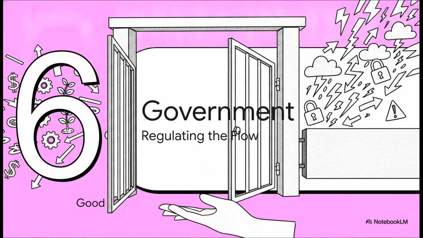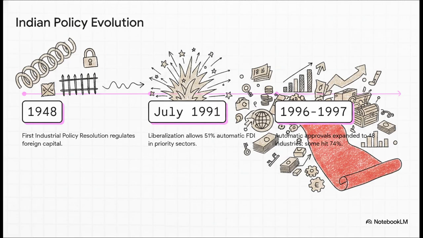Okay, final section. Section 6, Government Policy. How do countries harness the good while blocking the bad? If we trace the history of India's policy, for example, we see a massive structural shift. Back in 1948, the entire focus was on tight regulation and control. But jump forward to July 1991, and we see a total watershed moment, the explosion of liberalization. The government suddenly allowed 51% automatic foreign direct investment in high-priority industries. By the late 90s, they expanded this super aggressively, allowing automatic approvals in dozens of industries up to 74% in some categories. It was a complete paradigm shift from actively keeping capital out to basically rolling out the red carpet.